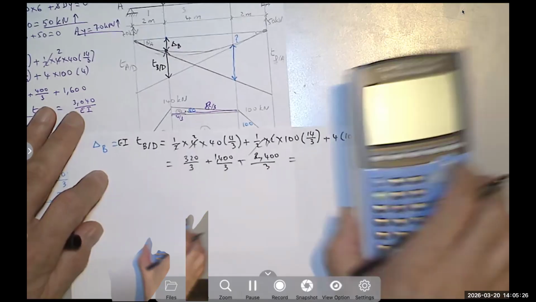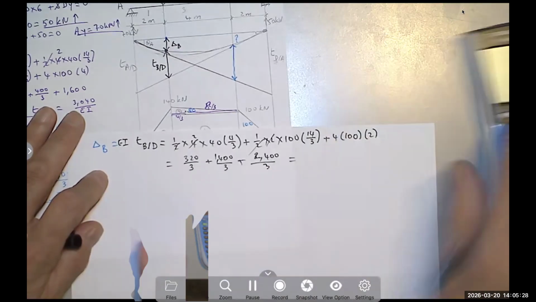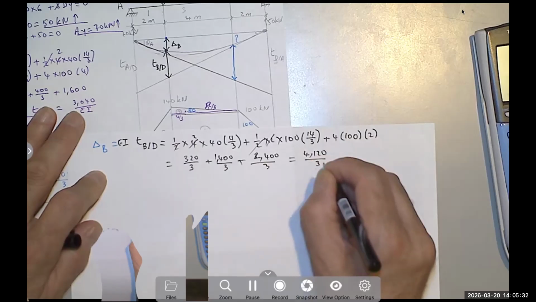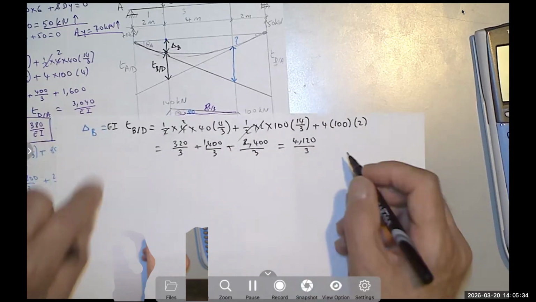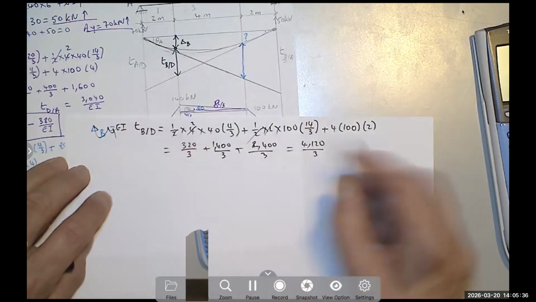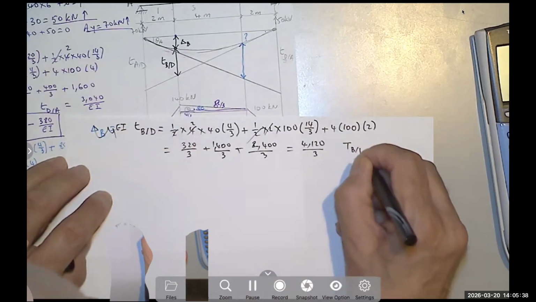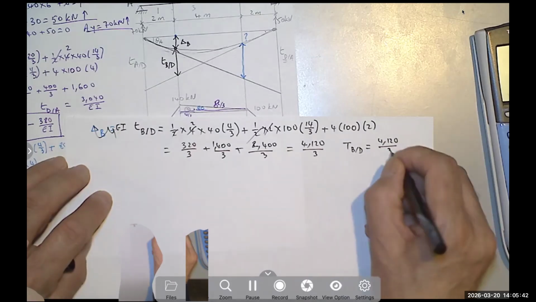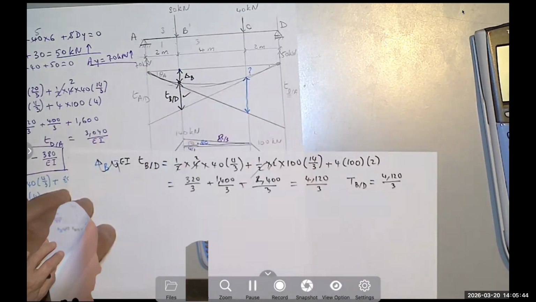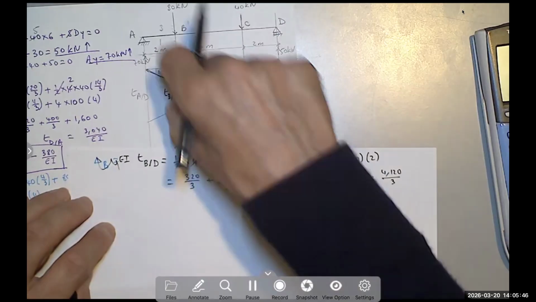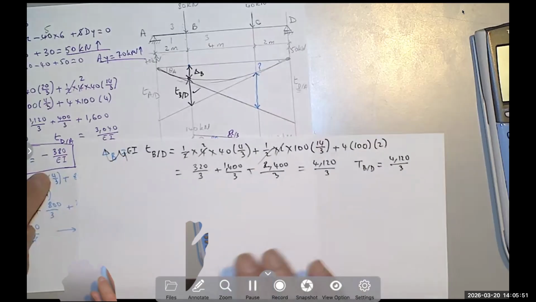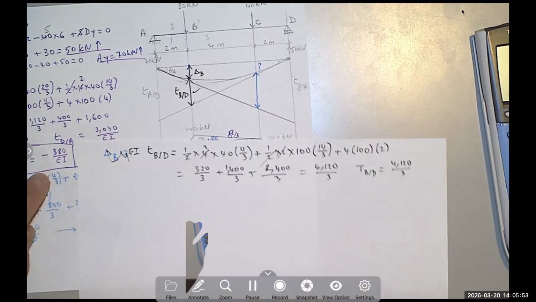Now when I add those, I get 4120 over 3, meaning the TB with respect to D is 4120 over 3, which is this distance. But what is the total distance? I say, how do I know? No, you know. What is the total distance?